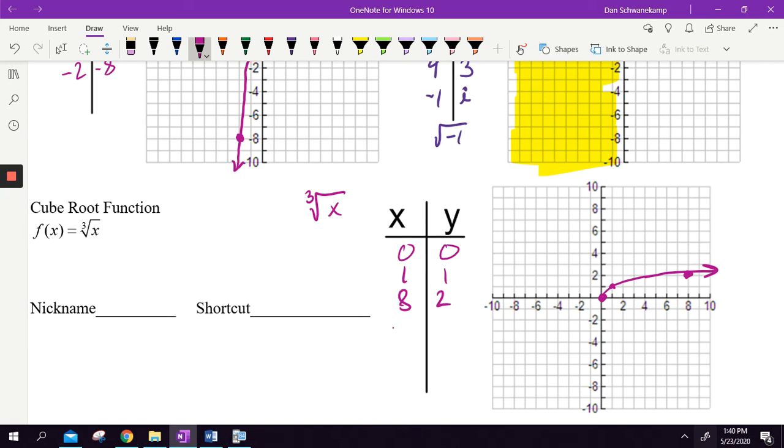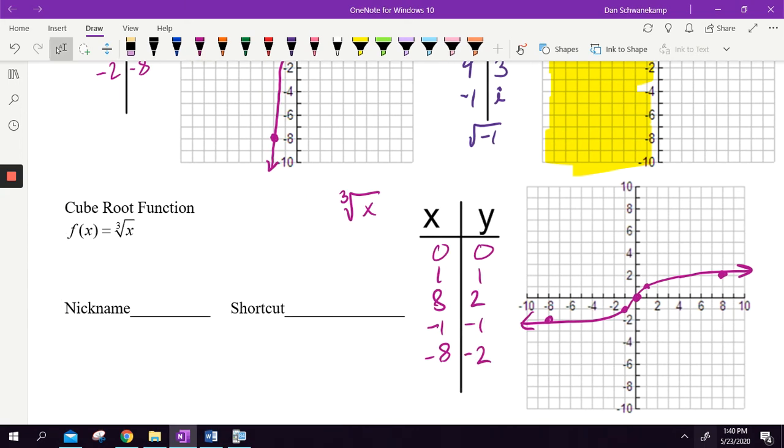Great. What about the negatives? Well, the cube root of -1 is -1, and the cube root of -8 is -2. I'm going to get that picture right there. And we could have kept going, but I'm trying to speed up the process. So there's my graph. What is the nickname to this graph? I call this an S curve. So it's not exactly an S, but you can see that S type of shape going on, even though it's not perfect. That's an S curve.